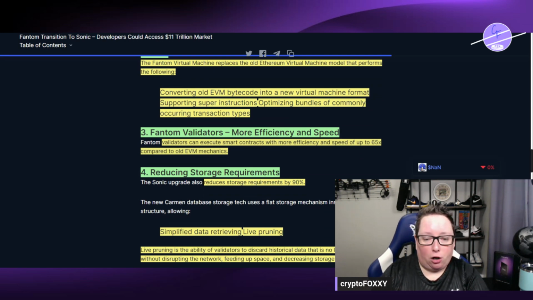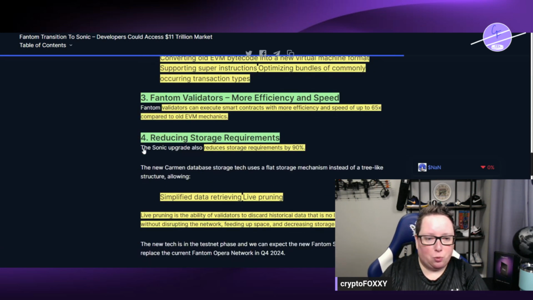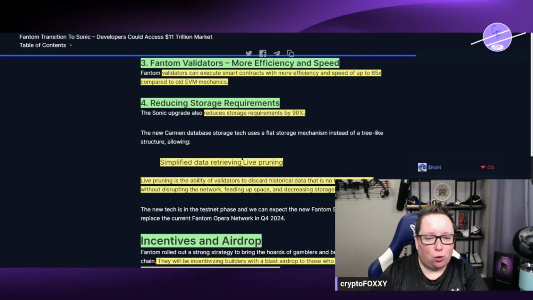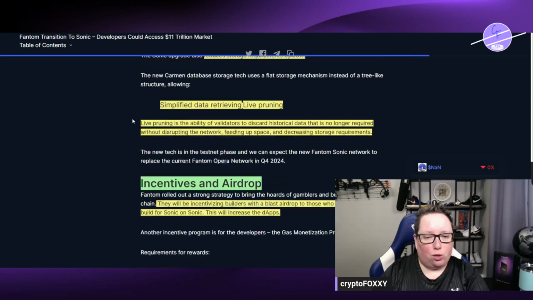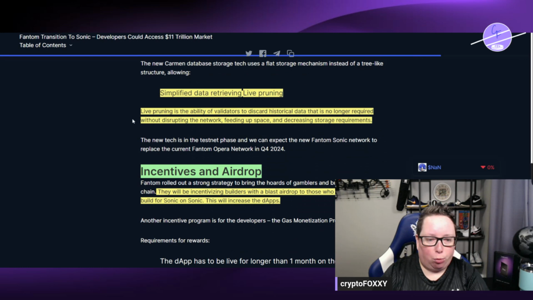Fantom validators are going to be more efficient and speedy as well. They can execute smart contracts with more efficiency and speed of up to 65 times compared to old EVM mechanics. They're also going to be able to reduce storage requirements by about 90%. This is basically how they're doing it. They're going to simplify data retrieval with live pruning. Live pruning is the ability for validators to discard historical data that's no longer required without disrupting the network.